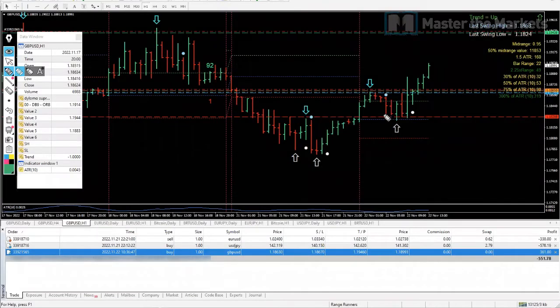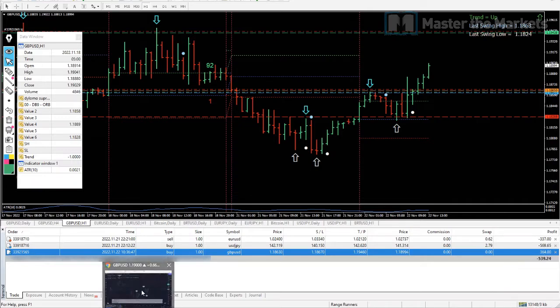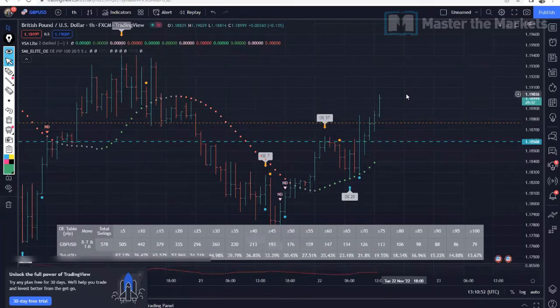Hello traders, here you can see on our cable intraday trade that we are running, based on the price and volume Wyckoff Method setup. We're currently up about £370. As you can see on my TradingView charts, we're using a combination of volume and price. I'm going to be talking more about this in this video, so stay tuned.